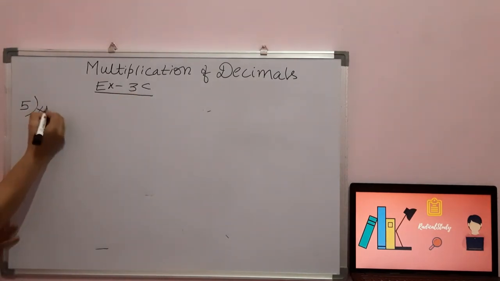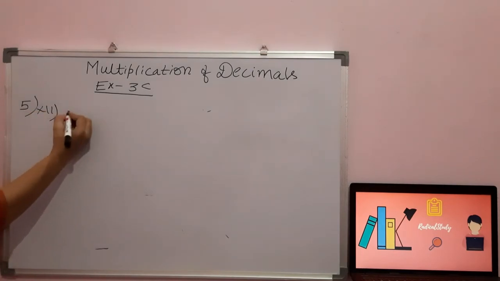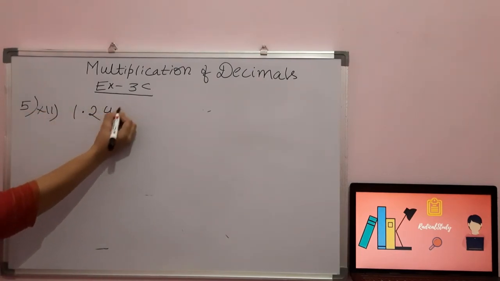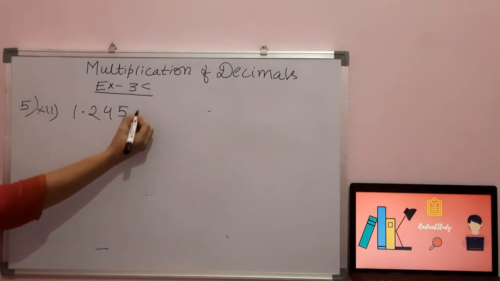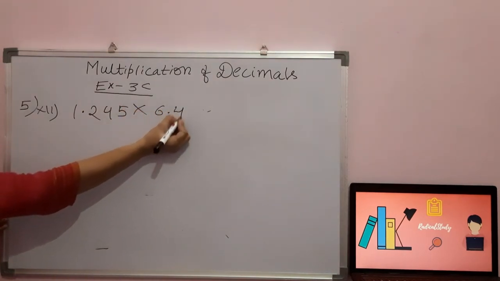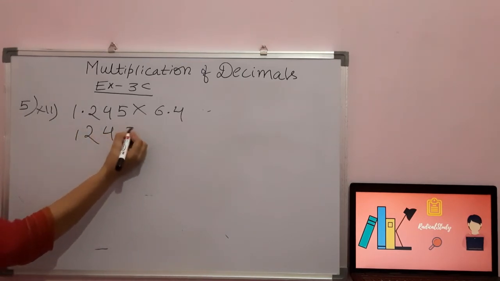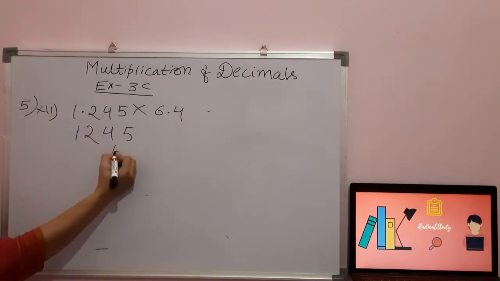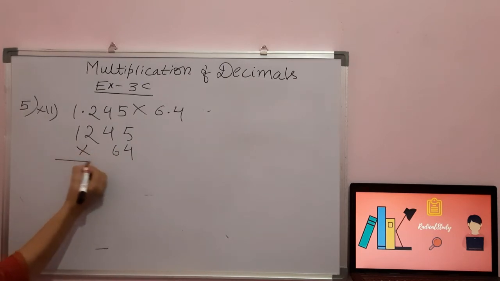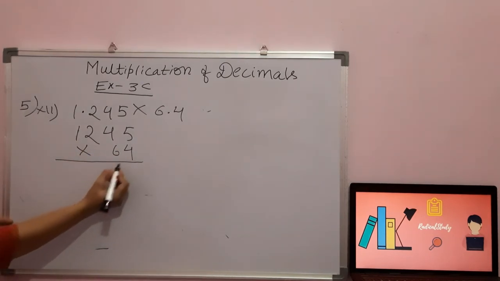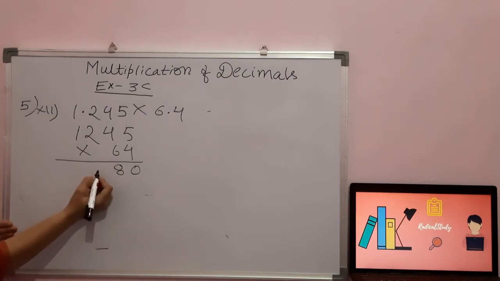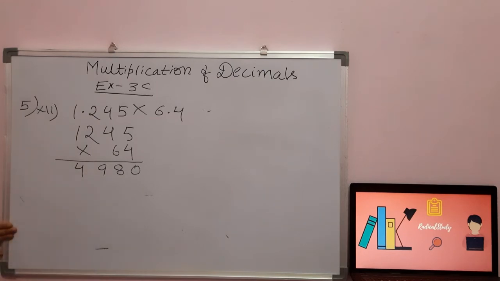In option number 12, we have to multiply 1.245 with 6.4. So as per the first step, we have to remove the decimals. 1245 is going to be multiplied by 64. Decimals removed. 4 5s are 20, 4 4s are 16, 17, 18, 1 carry, 4 2s are 8, 9, 4 1s are 4.